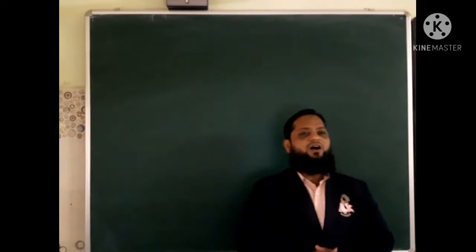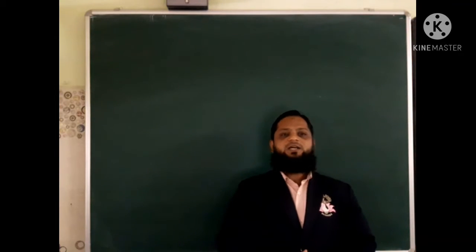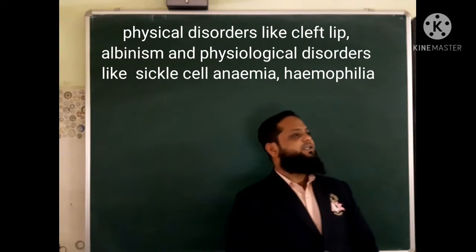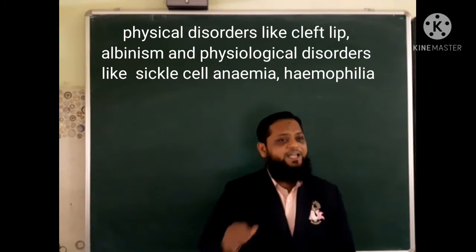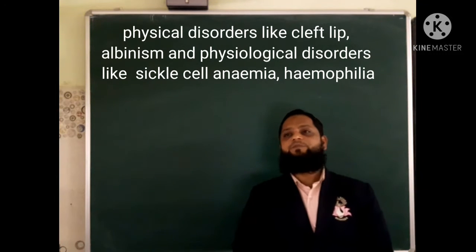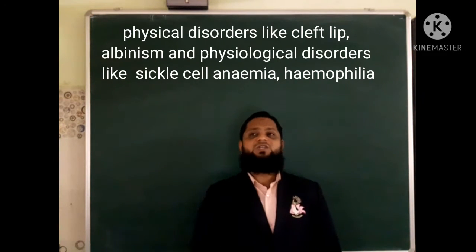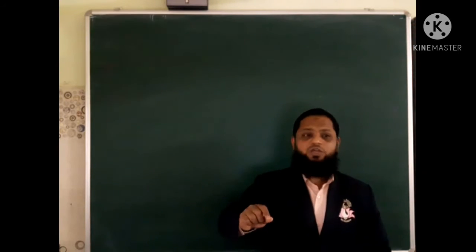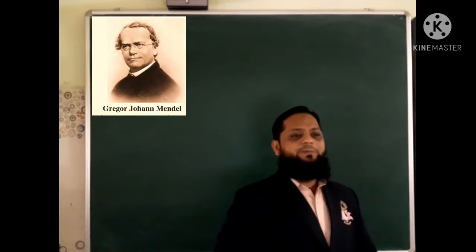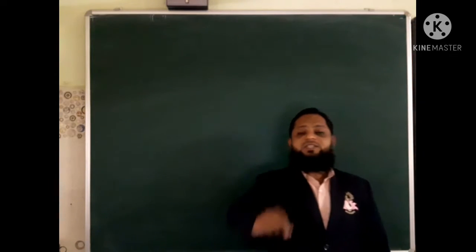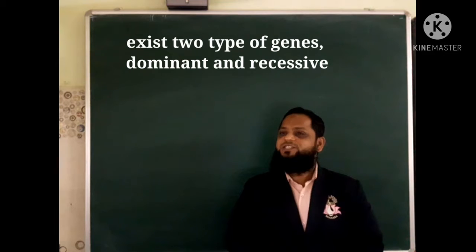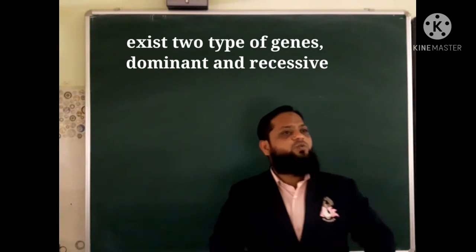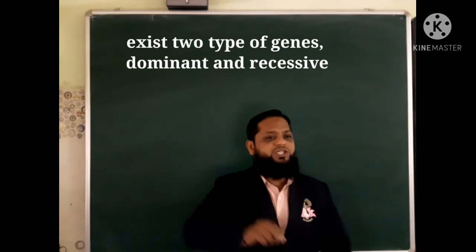Examples of physical disorders like albinism, and disorders like sickle cell anemia and hemophilia, these are all examples of genetic disorders. Mendel has shown in his experiment that there exist two types of genes. One is a dominant gene and another one is a recessive gene.